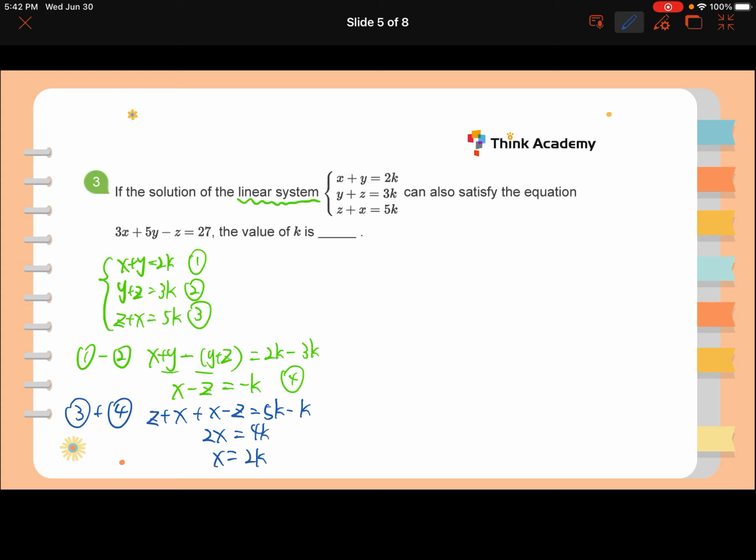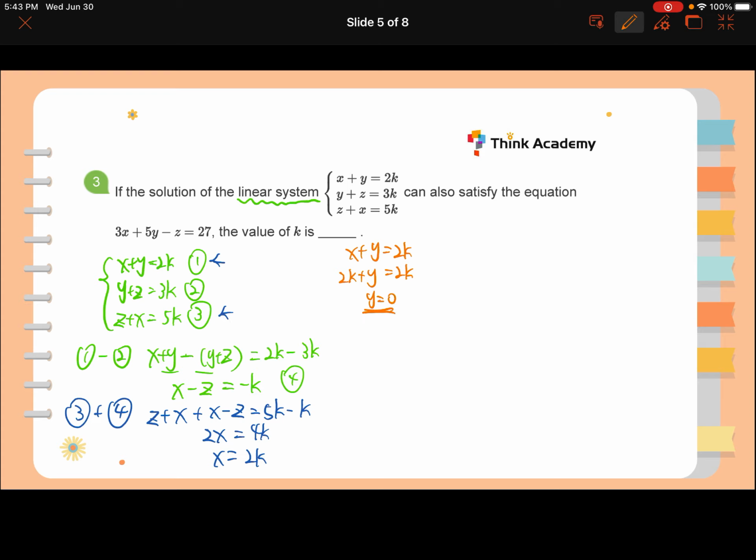Now if we know that x is 2k, we can plug in the value of x into equation 1 and equation 3, and we can solve for y and z. So let's do that. We plug in the value for 2k, then x plus y equals 2k. That means 2k plus y equals 2k. So y equals 0. So that's the value for y.